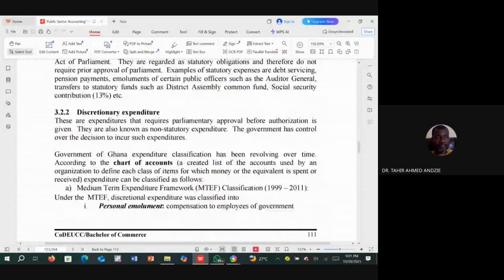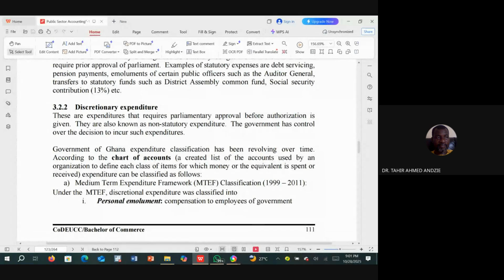Then we have the discretionary expenditure. These are expenditures that require parliamentary approval before authorization can be given. For discretionary expenditure, the Ministry of Finance must submit to Parliament for it to be approved before money can be given for that expenditure. They are also known as non-statutory expenditure. The government has control over the decision to incur such expenses. Okay, because for that one, they have to bring it for approval.